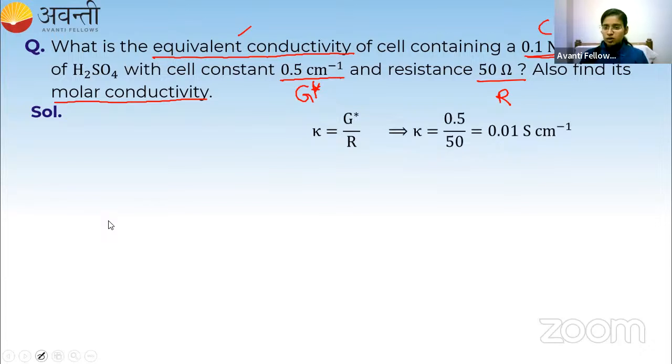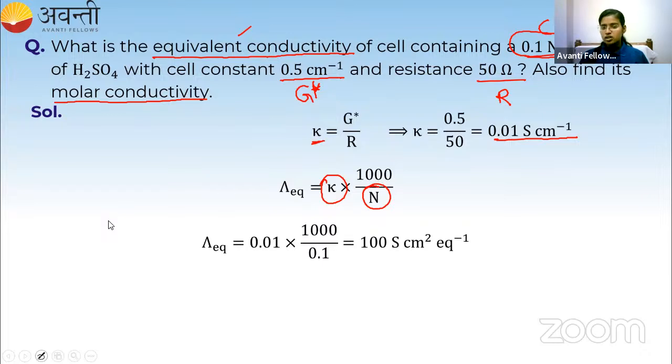Why have I calculated kappa in the beginning? To substitute in the equivalent conductivity formula. The equivalent conductivity is equal to kappa into 1000 by n. I have the normality in the question, but I don't have kappa, so I calculated kappa using the other two given terms. If you substitute the value of kappa and n, which are 0.01 and 0.1, you will get the equivalent conductivity as 100 Siemens centimeter square per equivalent. So now we have the answer for equivalent conductivity.